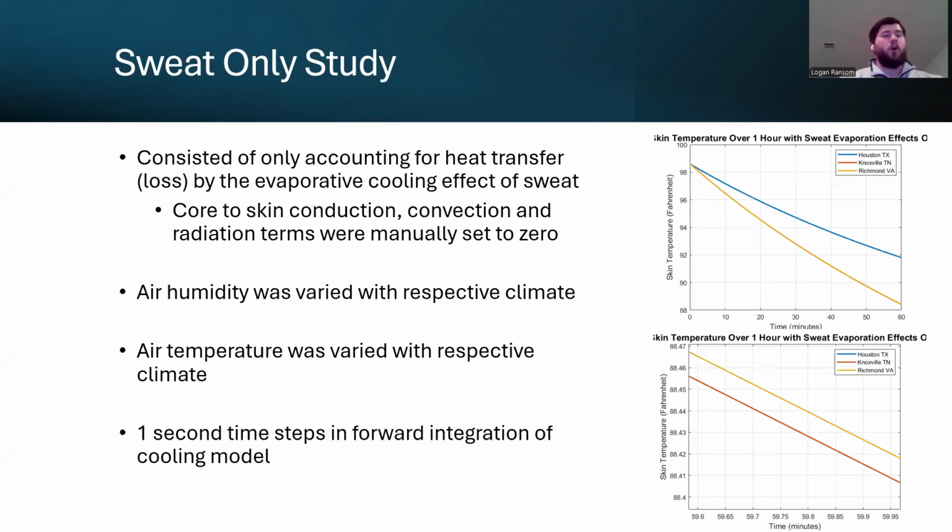So that meant that all of the heat transfer terms in the ordinary differential equation were zeroed out manually in the code and set to zero, except for the evaporative term. That way we could see what the effects of just evaporation of sweat would be on the cooling mechanism. And air temperature and humidity were still varied according to the respective climates based on the parameters that were used. And as you can see, there is also a very, very marginal difference between the Knoxville, Tennessee and the Richmond, Virginia results in this case. So a secondary zoomed in picture was used to see the slight separation in those results.